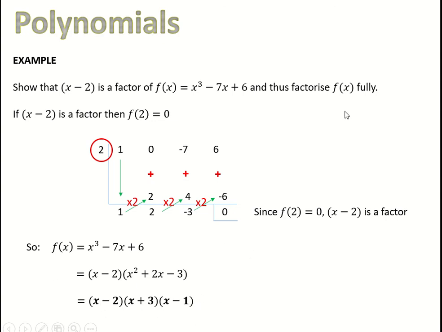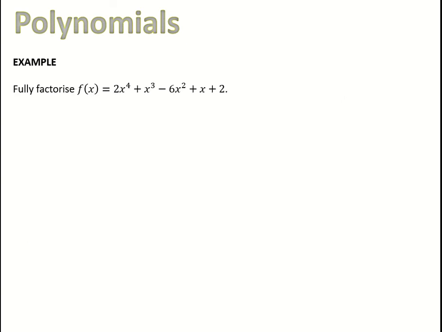As I say, the question might have said, what are the roots? Where does it cross the x-axis? It might say solve it fully, in which case you'd need one more step, and x would just equal 2, minus 3 and 1. So read the question carefully and see what it's actually requiring of you.